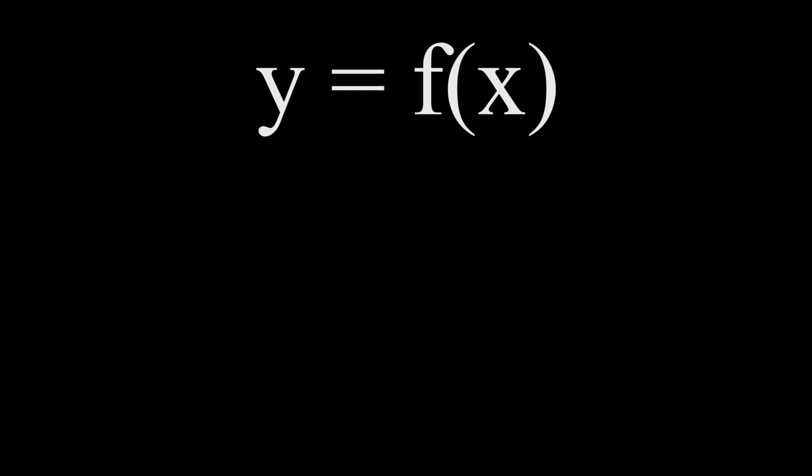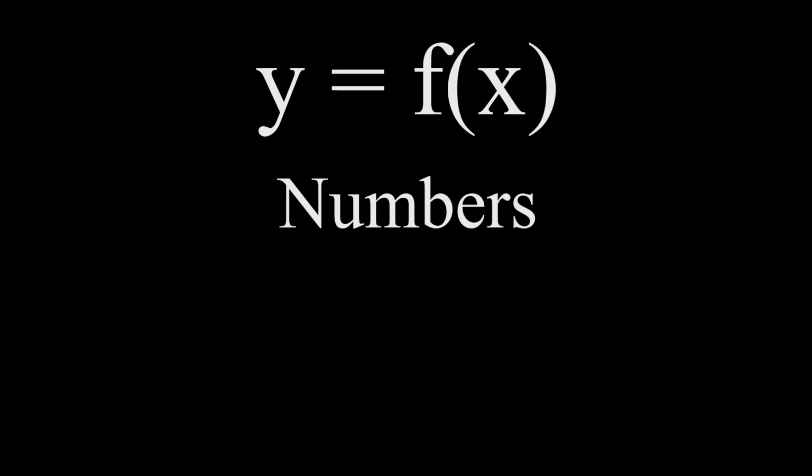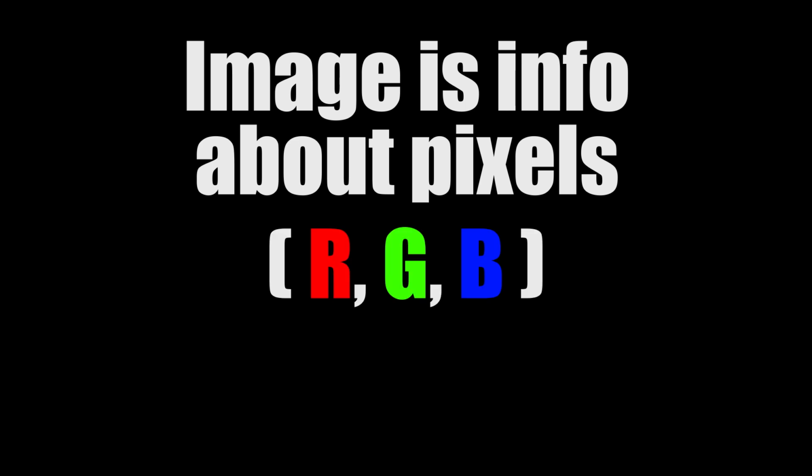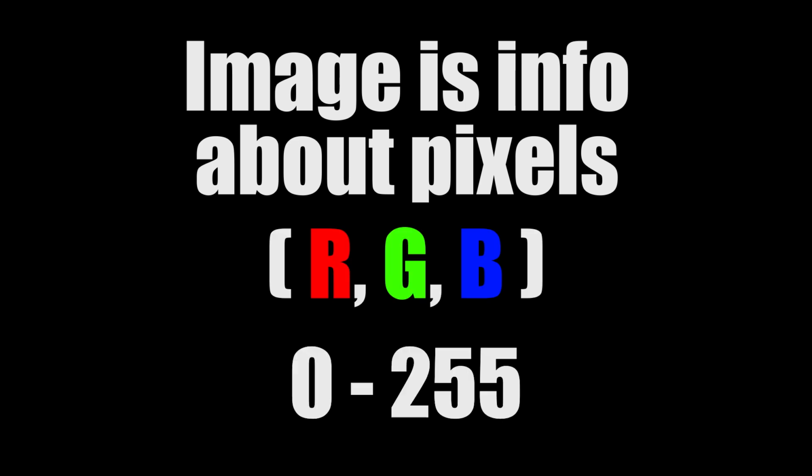But here's a problem. Functions take numbers as input, while we need our neural network to recognize images. So it's very important for us to understand how we can feed an image to a neural network. Technically, everything in our world can be represented using numbers. An image is just data about its pixels. Each pixel is a combination of 3 numbers, red, green, and blue values, ranging from 0 to 255. For this project, we're using 28 by 28 pixel images, and if we break that down, we get 2,352 numbers to feed into our neural network.